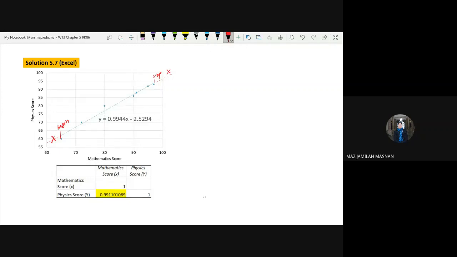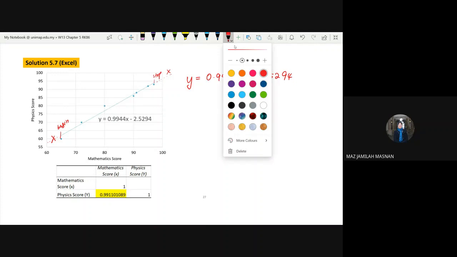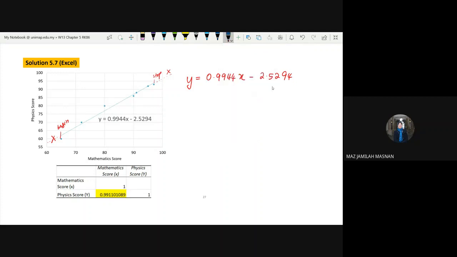Next, I know my line begins from the minimum to maximum, and I know that my equation is y equal to 0.9944x minus 2.5294. And I would prefer to write it this way, because I like the intercept at the beginning. So y is equal to negative 2.5294 plus 0.9944x. So this is what we call the intercept.